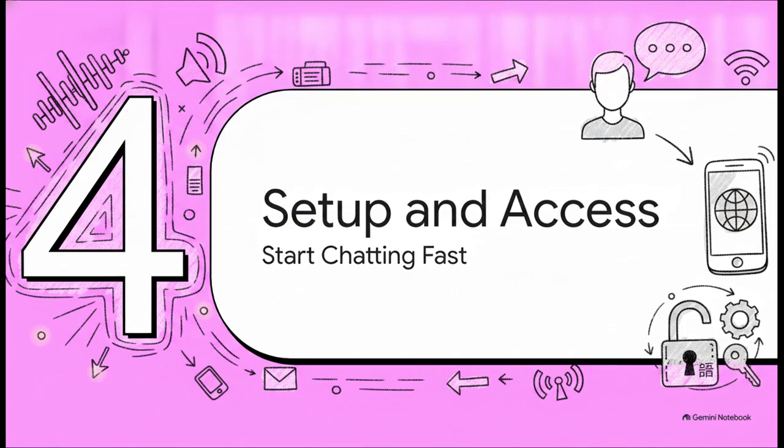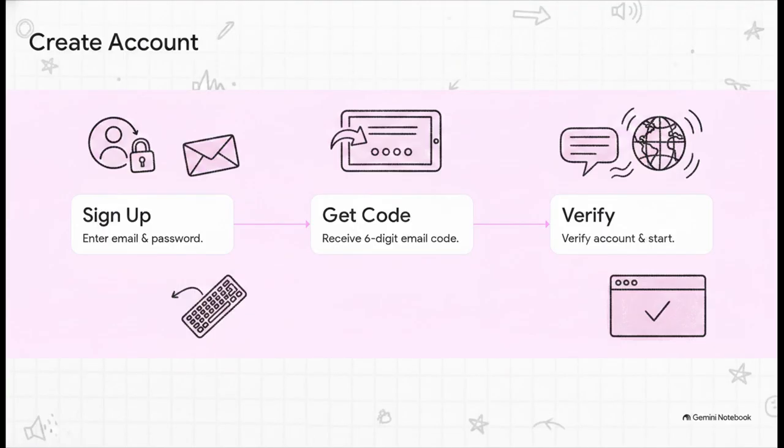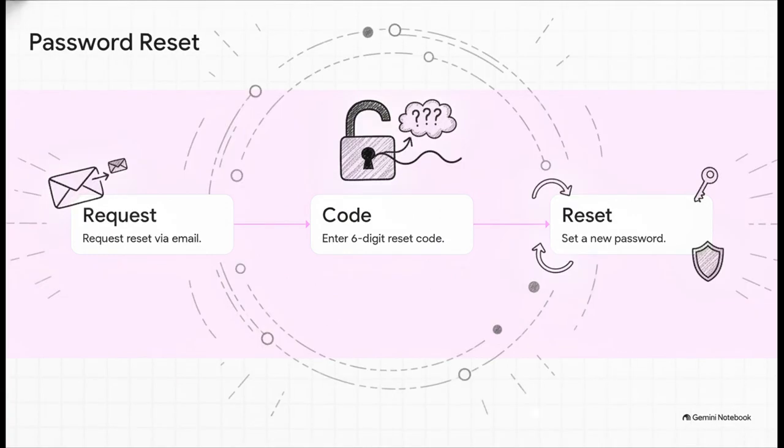Let's move to Section 4, Setup and Access. Start chatting fast. You know the tech and the languages, so how do we actually get started? The onboarding is incredibly crisp. You sign up with an email and password, you receive a 6-digit verification code, pop that code in, and you are immediately authenticated. No clunky software downloads, no waiting around, just a secure portal ready for your first conversation. And hey, if you ever forget your login, account recovery relies on that exact same closed-loop protocol. You just request a reset, get a new 6-digit code, and you're right back in. It's a remarkably consistent system that prioritizes user security while staying super simple to navigate.